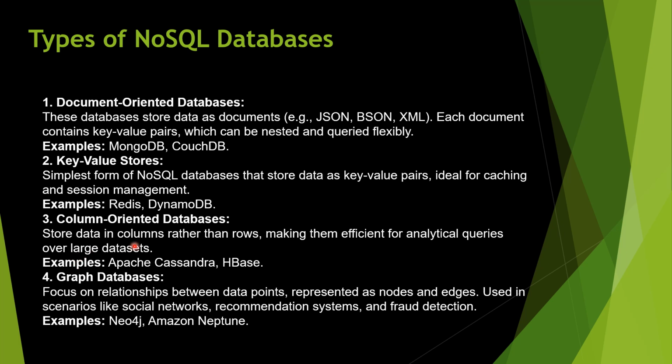Third one is column oriented databases. They organize data in columns rather than rows, which is perfect for analysis and big data. For example, Apache Cassandra. Now, the fourth and last one is graph databases. They focus on relationships between data points, making them perfect for social networks or recommendation engines. For example, Neo4j. Each type is suited for specific use cases, so choosing the right one depends on what you need.